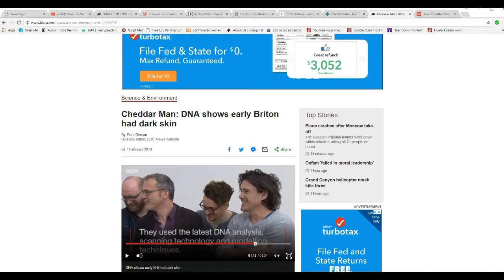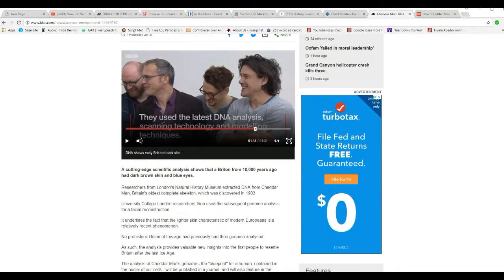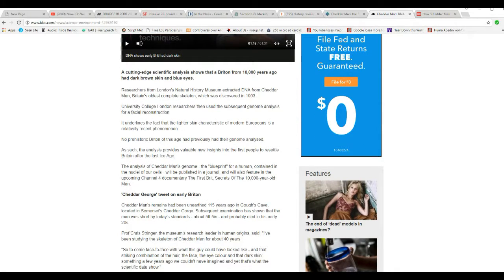DNA shows early Britain had dark skin. Unbelievable. A cutting-edge scientific analysis said that Britain from 10,000 years ago had dark brown skin and blue eyes. See, what they're pushing here is a theory called Afrocentrism. They're shoving that down our throats, when I was in high school, for crying out loud. Afrocentrism. Everything revolves around Africa.